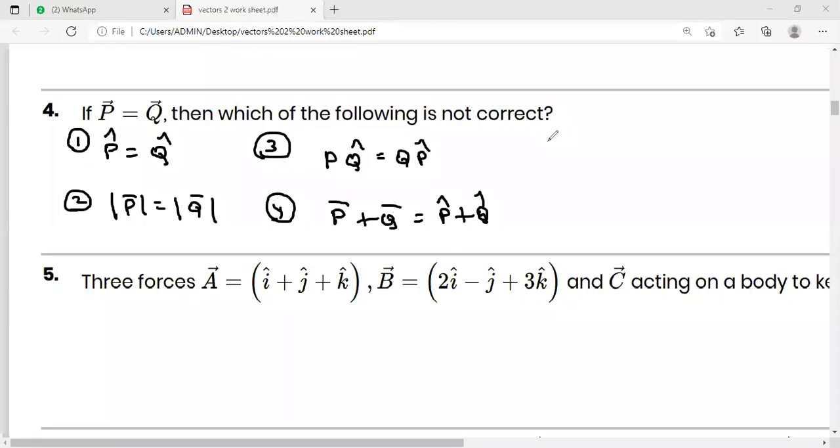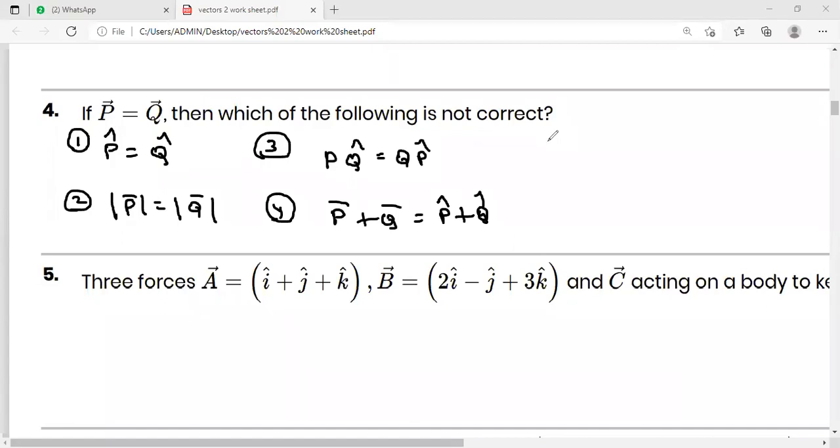If P bar equal to Q bar, then which of the following is not correct? If two vectors are same in the sense, are equal in the sense, their magnitude should be same and directions also should be same. See the first option, directions given same, correct or not? Correct only. Second option is given, magnitudes are same. If both are correct, then only P bar will be equal to Q bar. And third one, P into Q cap. That means magnitude of P into direction of Q. And of course, direction of Q and direction of P are same only.